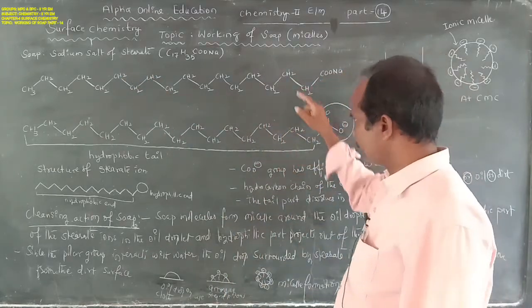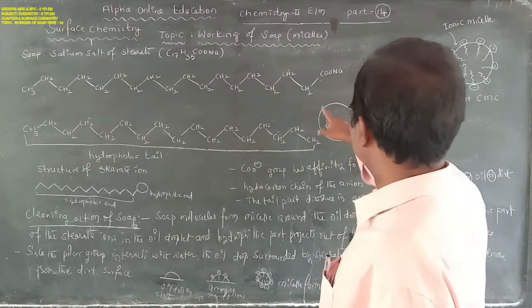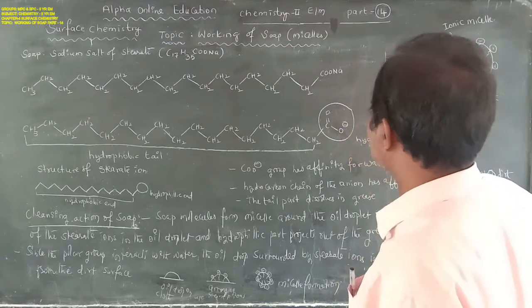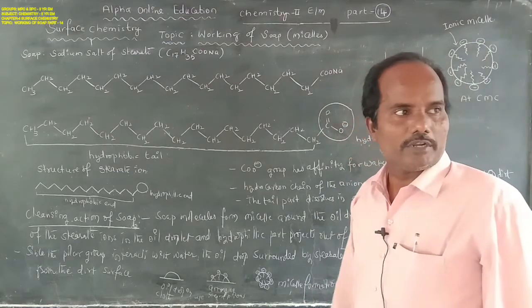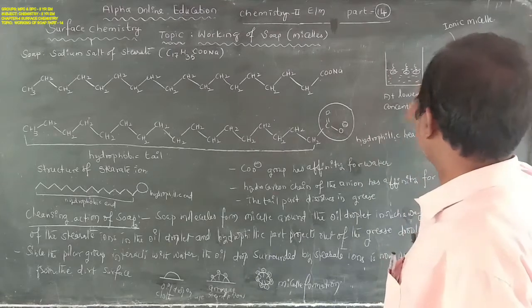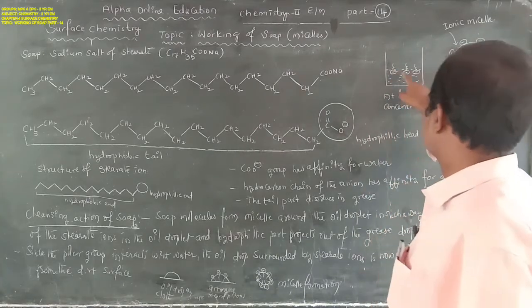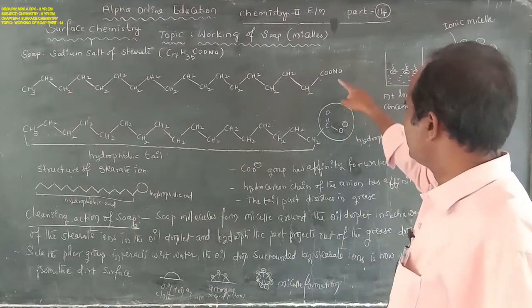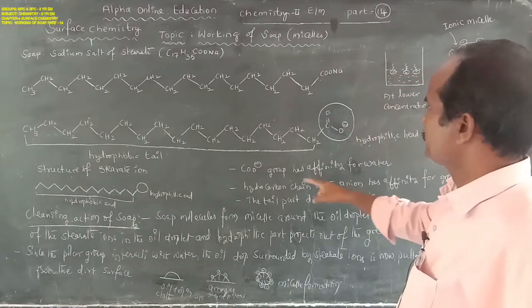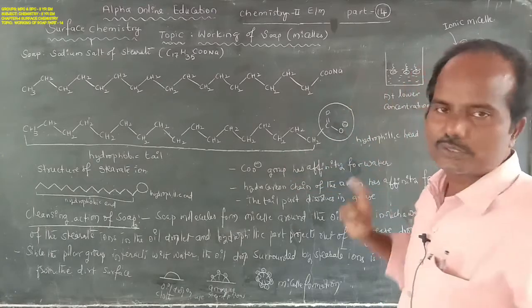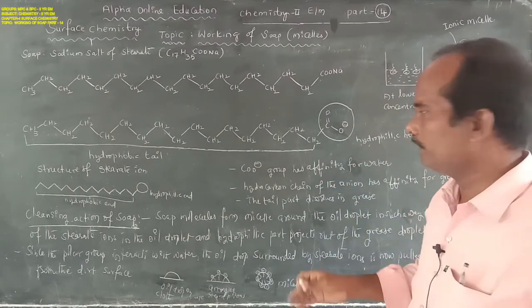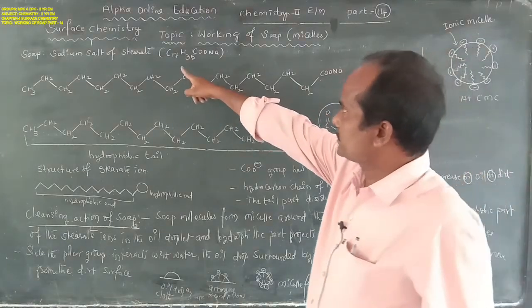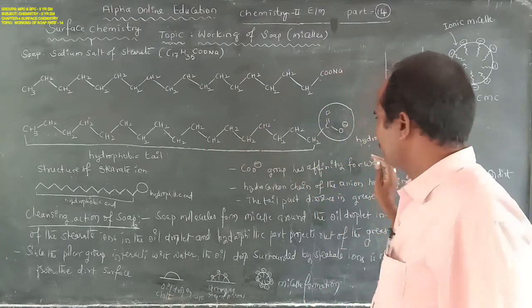Then next, it forms micelles when soap is dissolved in water. When soap is dissolved in water at lower concentrations, it looks like this. The sodium salt of stearate, when dissolved in water, forms the stearate ion and sodium ions. It is ionized as stearate anion and sodium ions.